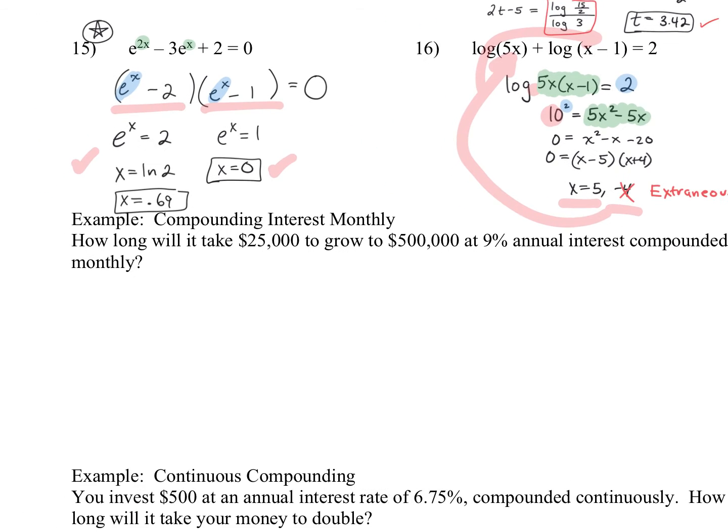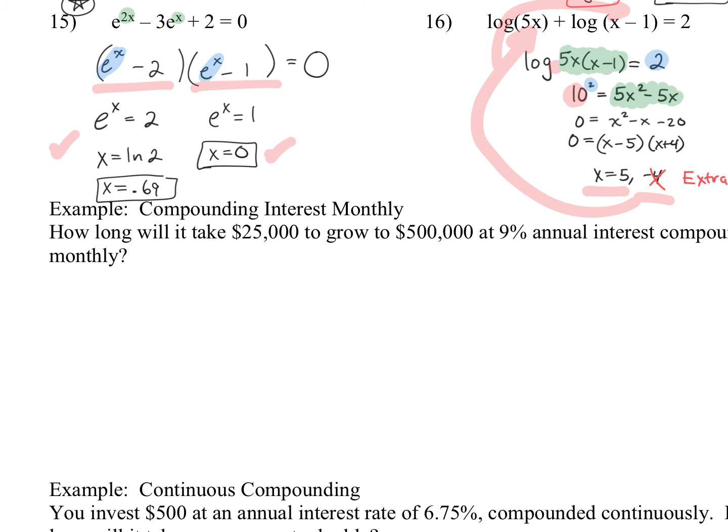All right, let's take a look at these compounding interest problems. They want us to know how long it will take $25,000 to grow into $500,000. So I want the current amount to be $500,000, and the initial amount was $25,000.